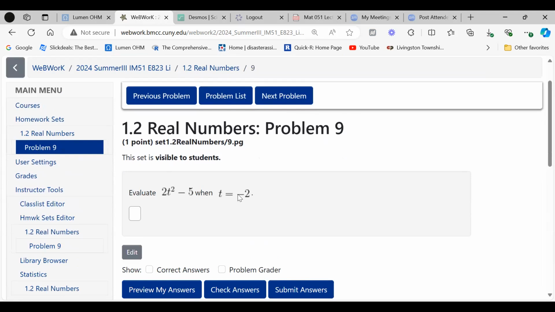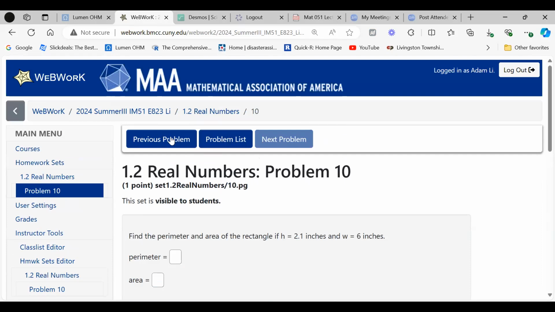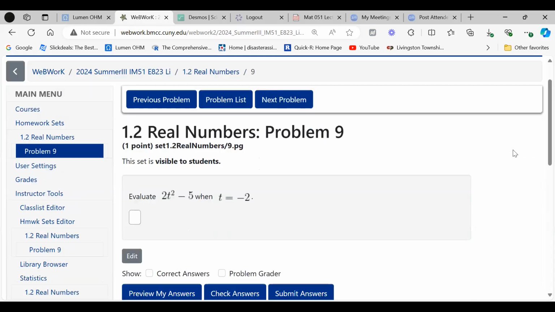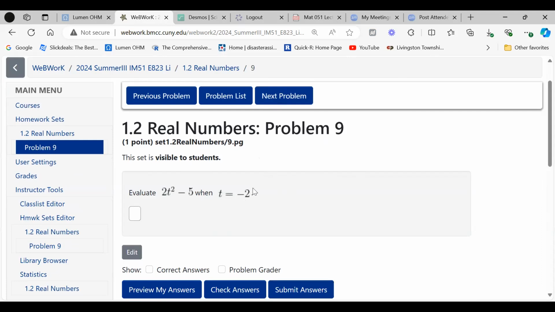And this one is just substituting t with -2. Let's see. We did this one already. Maybe you guys try this one really quickly. 2t squared minus 5. And we're going to replace t with -2. And then put in the parentheses. And simplify afterwards.